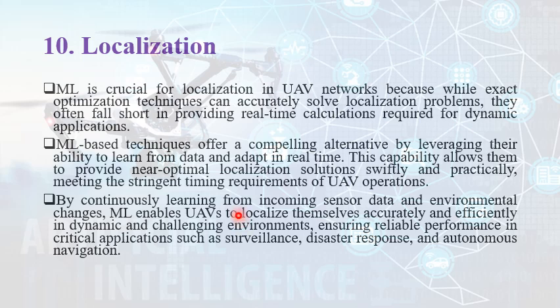Localization. ML is crucial for localization in UAV networks, because while exact optimization techniques can accurately solve the localization problem, they often fall short in providing the real-time calculation required for dynamic applications. ML-based techniques offer a compelling alternative by leveraging their ability to learn from data and adapt in real time. This capability allows them to provide near-optimal localization solutions swiftly and practically, meeting the stringent timing requirements of UAV operation. I think it's completely clear.